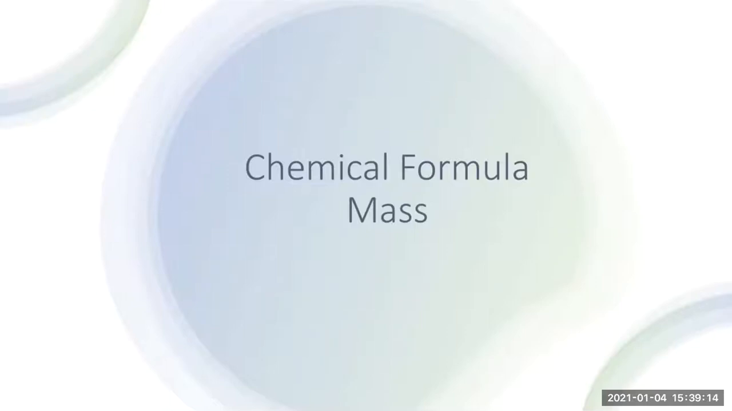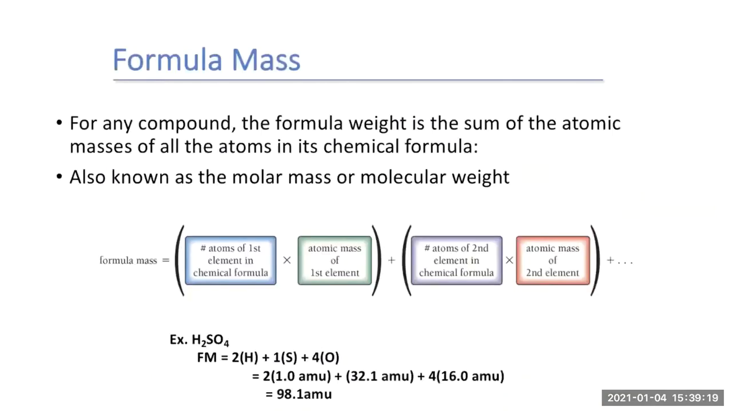In this video, we'll practice how to calculate a chemical's formula mass. With our formula masses, for any compound, the formula weight is the sum of the atomic masses of all the atoms present in its chemical formula. This is also known as a molar mass or a molecular weight.